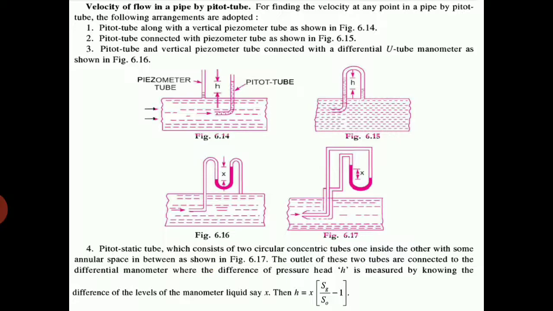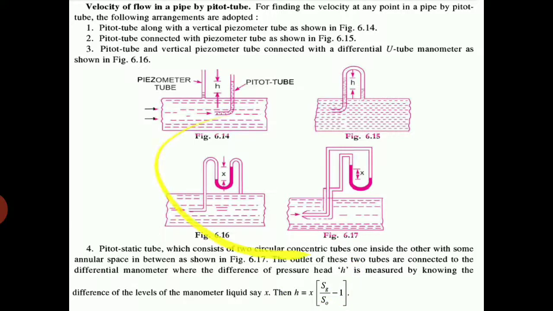The outlets of these tubes are connected to the differential manometer, where the difference of the pressure head h is measured by knowing the difference of the levels of manometer, say x. Therefore h is equal to x into bracket Sg upon S0 minus 1. So in short, whenever this arrangement is given, that is of differential manometer, we need to use this formula.